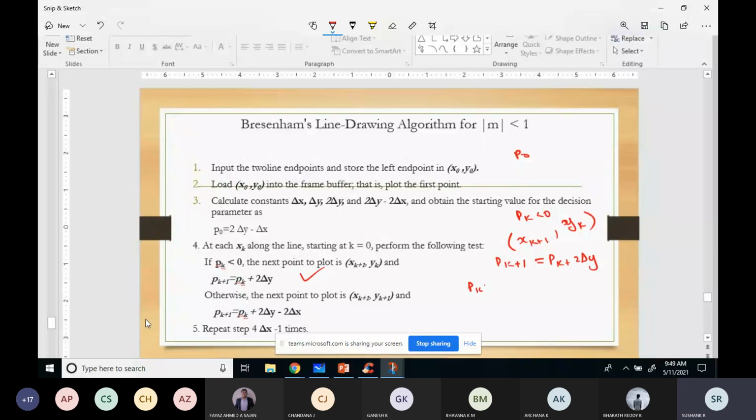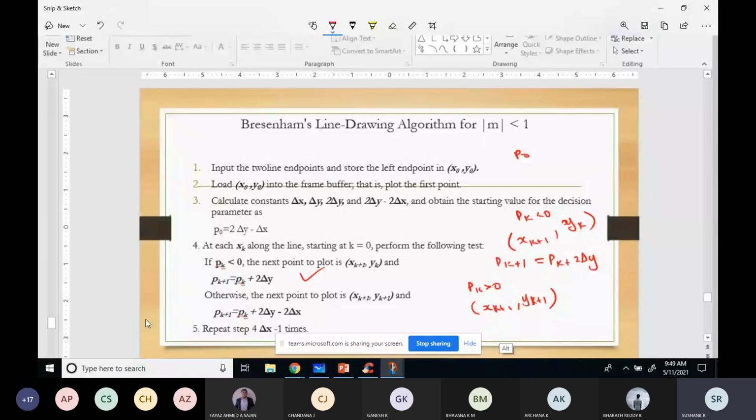If pk is greater than 0, the point will be x of i plus 1, y of i plus 1. Instead of i, I am just using k in this algorithm. The point will be x of k plus 1, y of k plus 1. And what is the formula?